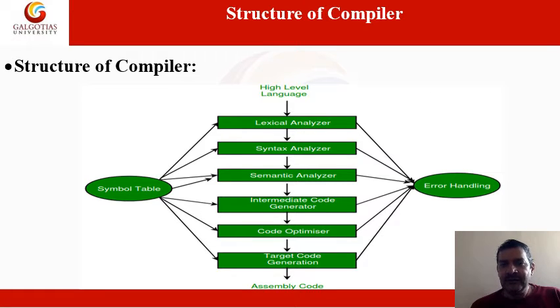Or you can categorize all these phases on the basis of front end or back end. Front end means lexical analyzer, syntax analyzer, semantic analyzer, intermediate code generation. All these four phases come under the front end, where you will work with the help of lexical analyzer, syntax analyzer, and semantic analysis, and finally you will generate the intermediate code. And the backend phases are code optimizer and target code generation. Okay, we will discuss each and every phase in detail one by one.